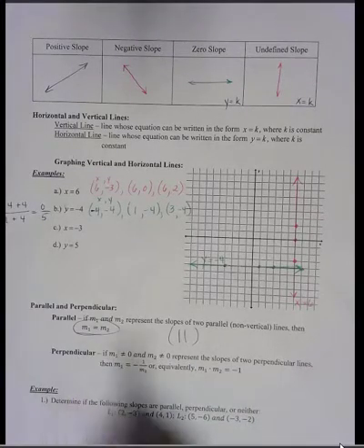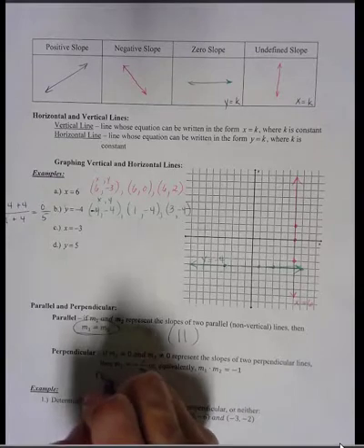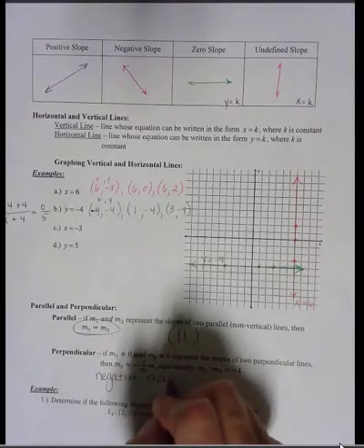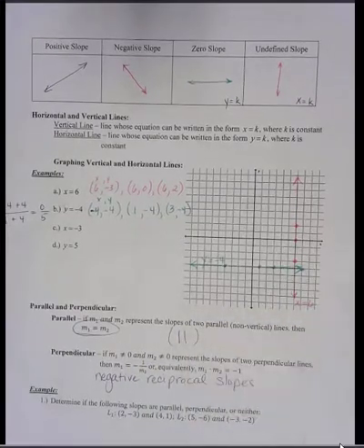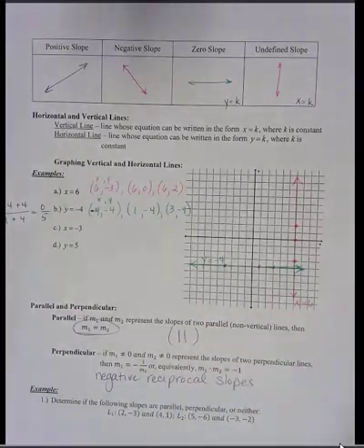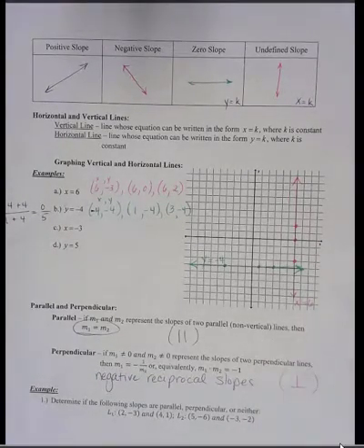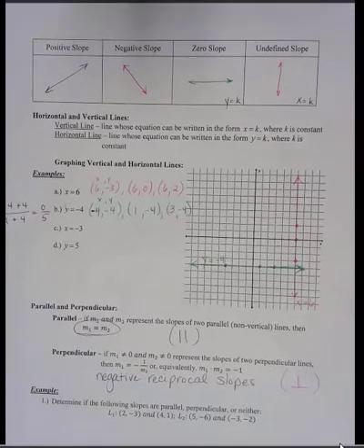Okay, perpendicular lines, their slopes are negative reciprocals. And the symbol for perpendicular is like that. And we know that perpendicular lines form 90-degree angles, so that makes sense as a symbol for it.